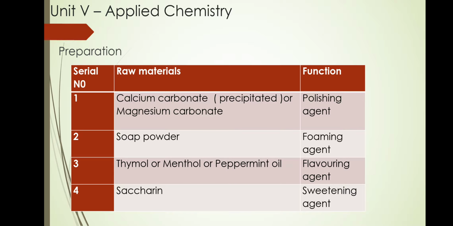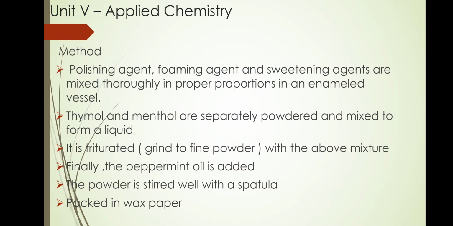Okay. Then in preparation, the raw material used is calcium carbonate precipitated. Precipitated means purified, pure form, or magnesium carbonate. It is used as the polishing agent. Then soap powder, the foaming agent. When you use the tooth powder, some foam forms; that is by soap powder. Thymol, menthol, and peppermint oil are flavoring agents, adding color, smell, etc. Saccharin is the sweetening agent. Tooth powder has a sweet taste that is given by saccharin.